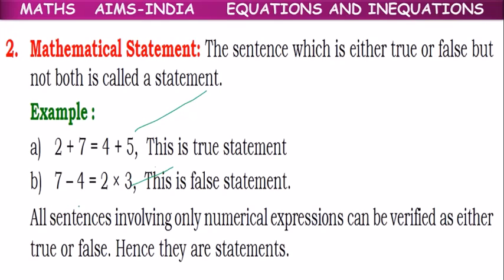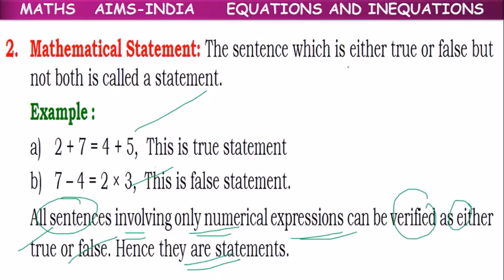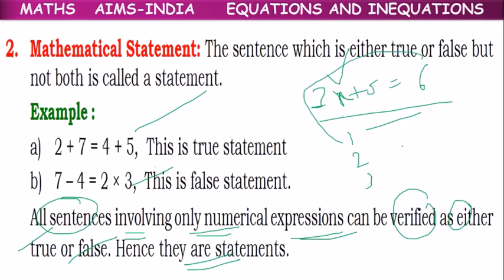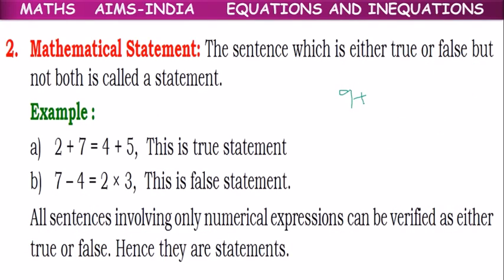This means all sentences involving only numerical expressions can be verified; either they are true or false. Hence they are statements. Suppose we have 3x plus 5 equal to 6. We cannot tell whether it is true or false because we have a variable here which is open for any value. So if we have variables, we cannot tell whether they are true or false. We can tell for numerical expressions, the sentences which have only numerical expressions.